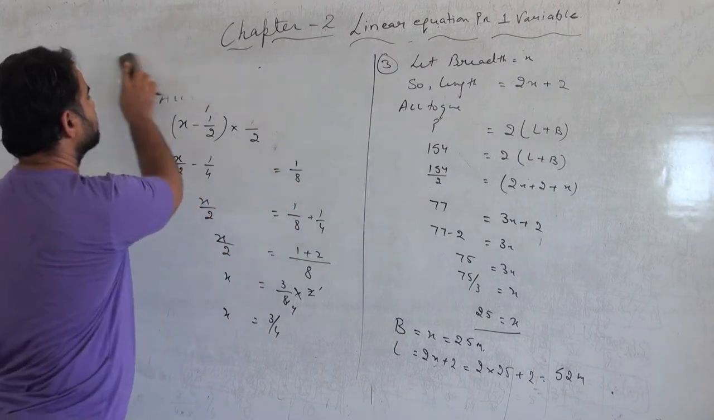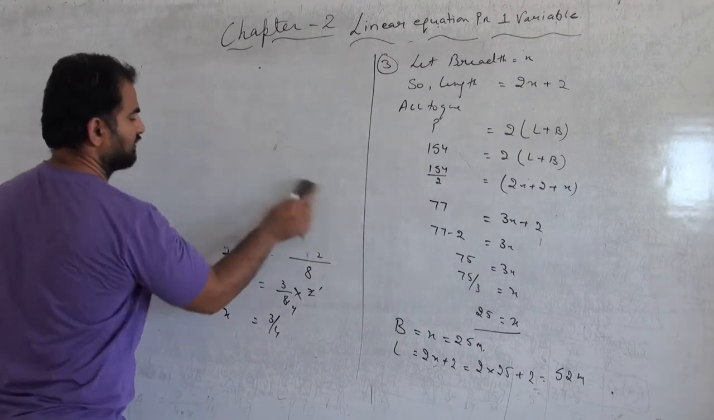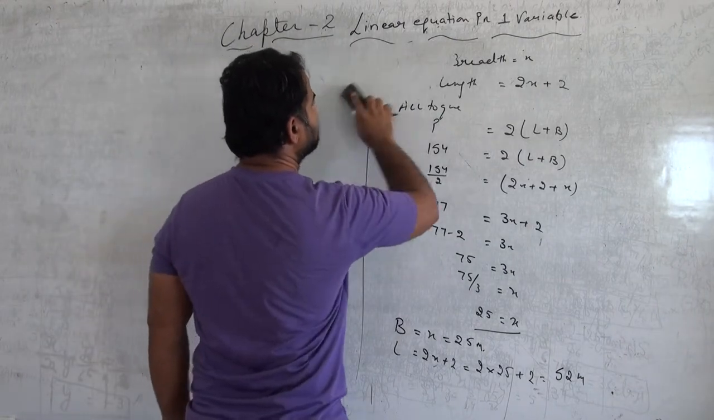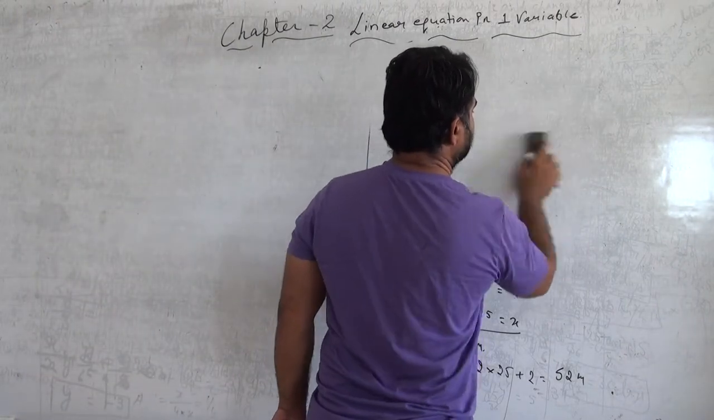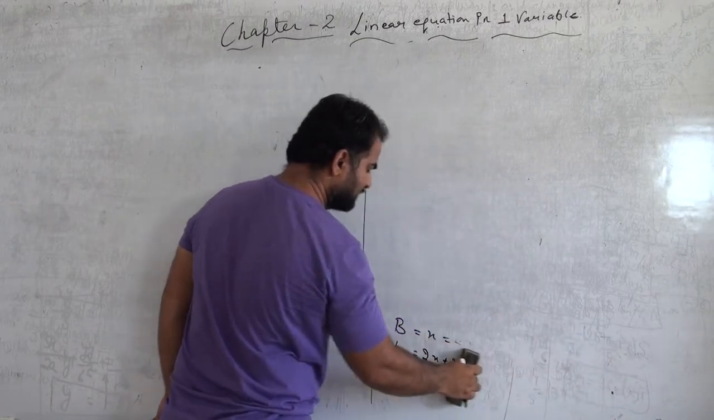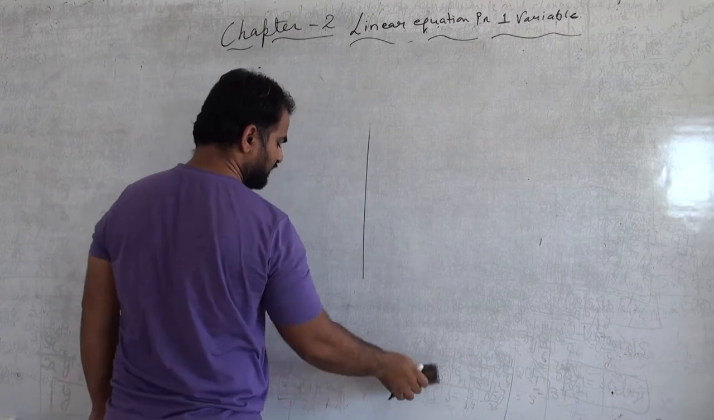Okay class, question number 3 is, an isosceles triangle is given. So what is an isosceles triangle? A triangle in which two sides are equal and the third one is different.